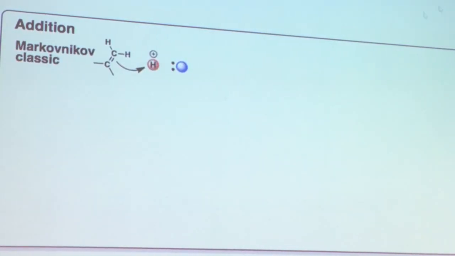What does this proton want? Electron. If you were this proton, will you add to this carbon or that carbon? Like the bottom one or the top one? Top one? Well, if you add to the top one, your plus will be here, tertiary. If you add to the bottom one, your plus will be primary.